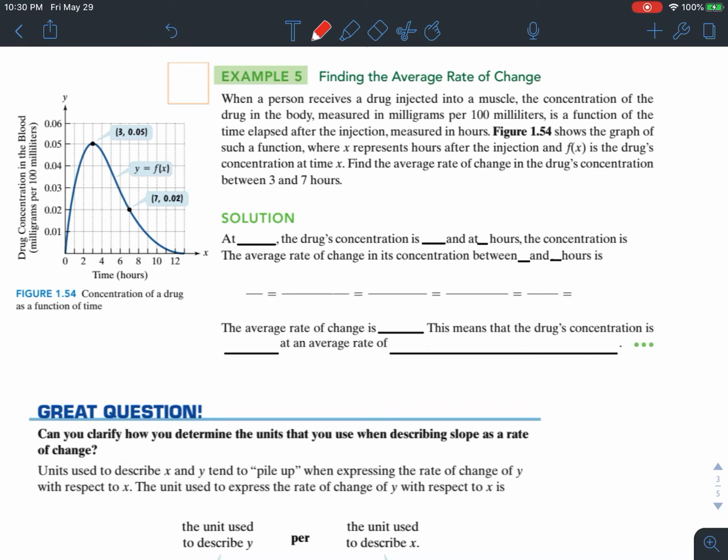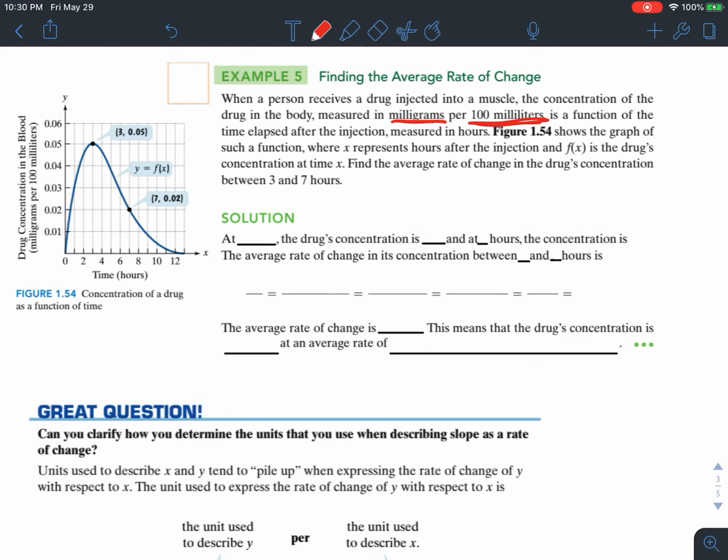I don't know what the drug is because they're not telling us. But if it's some kind of painkiller, right, it's not solid. It's a solution. So there's the painkiller floating in fluid. So it's milligrams, they have it measured per 100 milliliters. And that is changing over time.